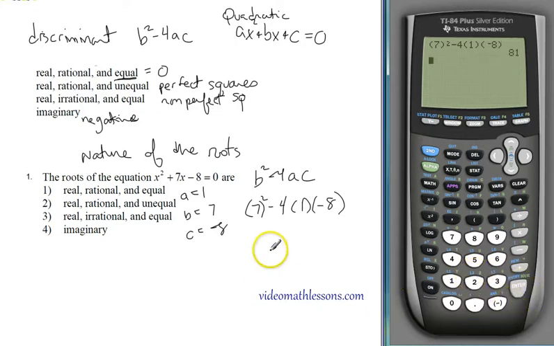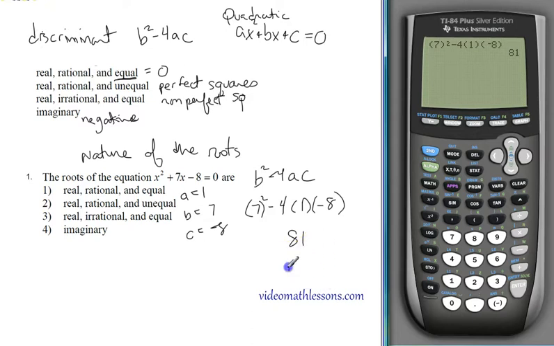So let's see what this equals. I get 81. Now you need to know 81 is a perfect square. The square root of 81 is 9. So this is perfect, and you have to memorize your choices. Perfect squares are real, rational, unequal.